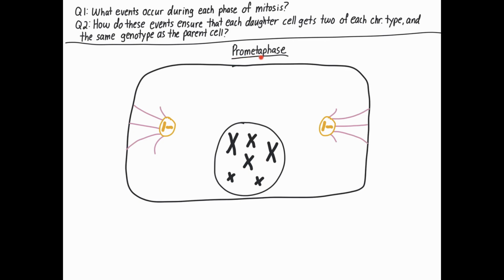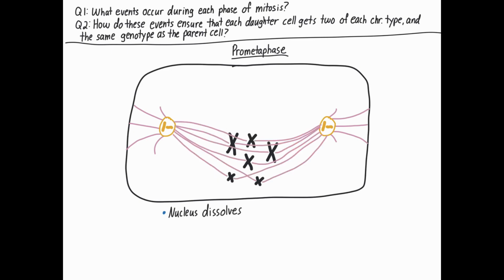Next is prometaphase. This is when the nucleus dissolves, allowing the growing microtubules to bind to the kinetochores of each sister chromatid. Each sister chromatid is attached to a microtubule from different centrosomes, from different sides of the cell.